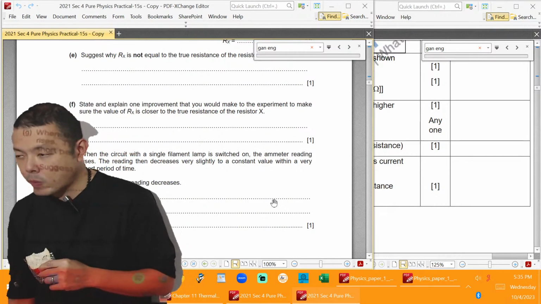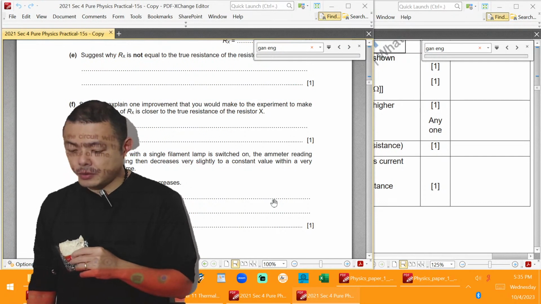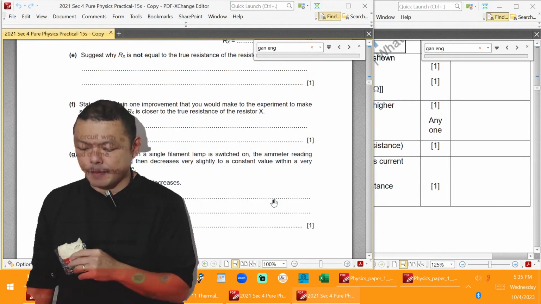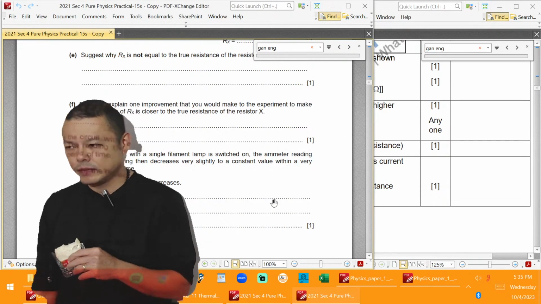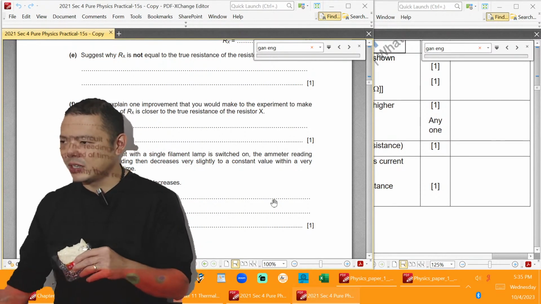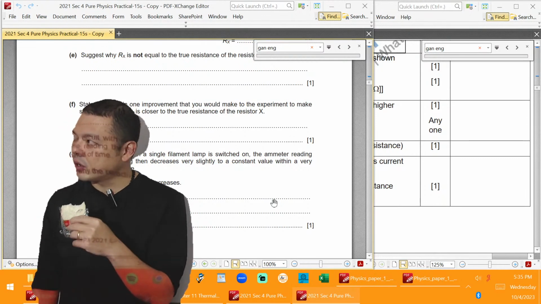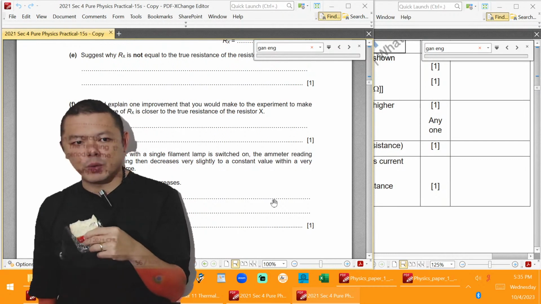Light energy? No. So you see, I think the key phrase here is filament lamp. Filament lamp in electricity should trigger something. So then you have to consider how it behaves when current starts to flow in the filament lamp. What does it do?